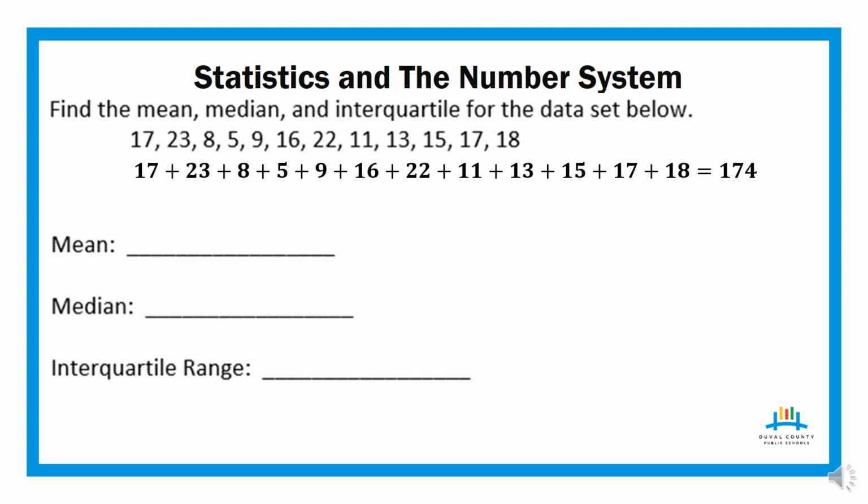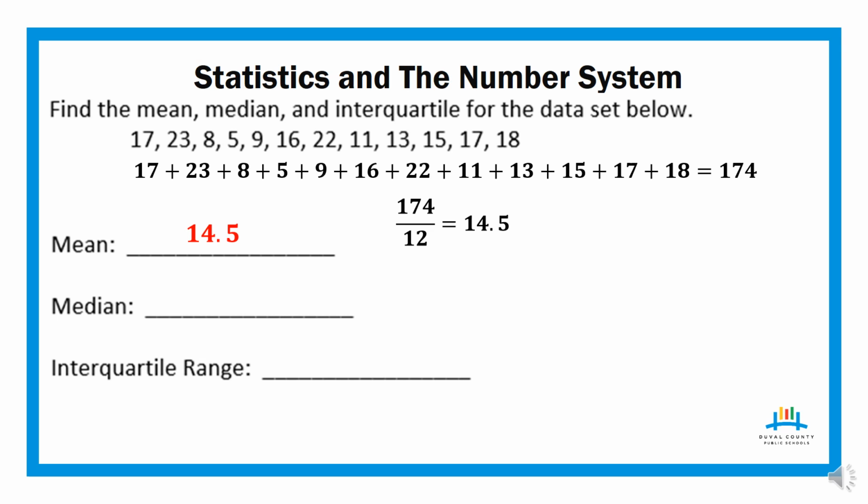result of 174. I will take that result of 174 and divide it by the number of values that I have in my data set, which was 12. So 174 divided by 12 will give me 14.5. So my mean will be 14.5.